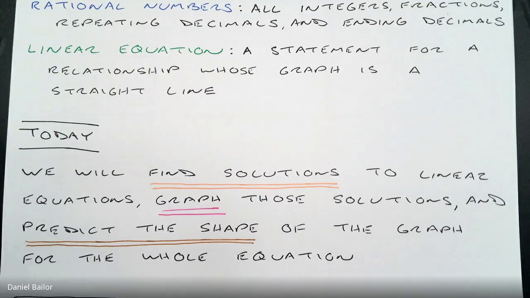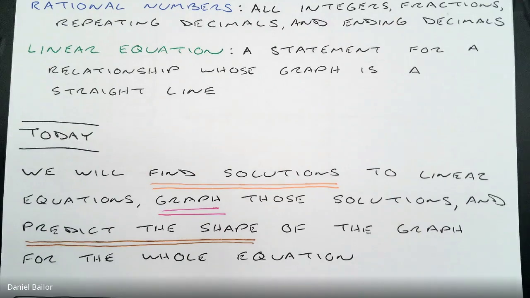So we're going to find some solutions to linear equations, graph those solutions that we choose, and then predict the shape for all solutions, because we're only going to find some solutions. We don't find all of them. Because we only find some, we can only graph some. But we can predict the shape for all the solutions. And that's what we're doing today.